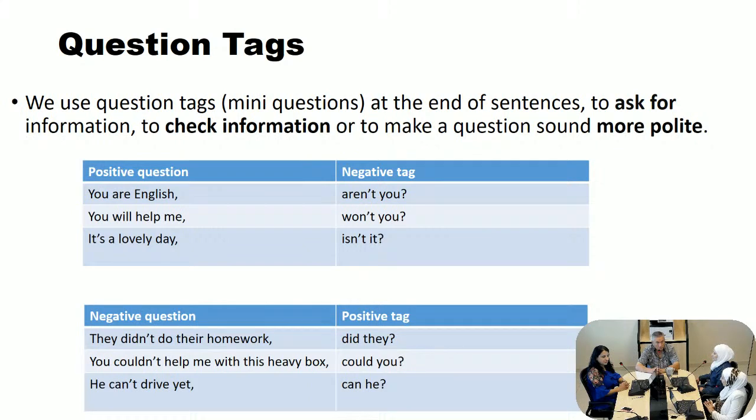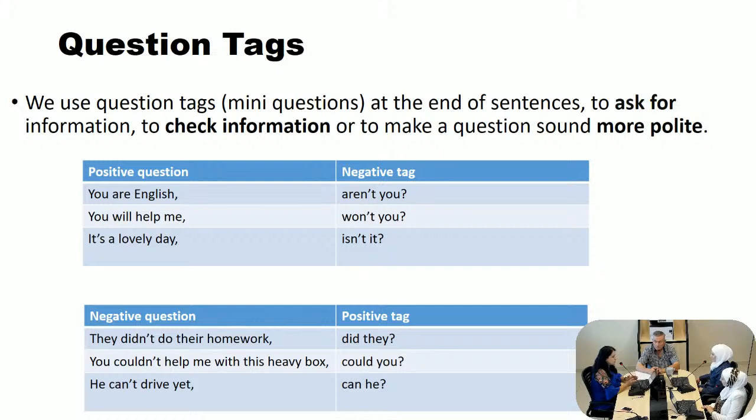If we have an auxiliary verb, we use the same auxiliary verb at the end of the sentence. When we don't have one, usually in the simple present or simple past, we take help from the verb to do according to the tense: do, does, or did.